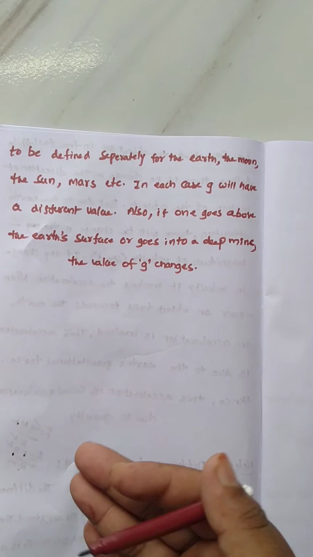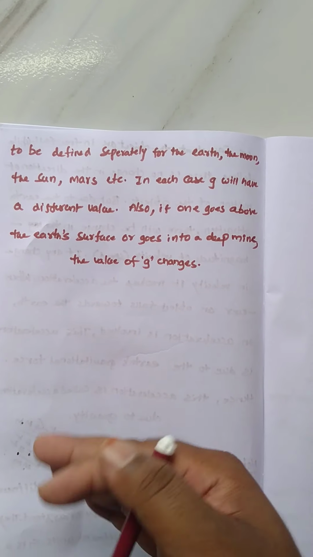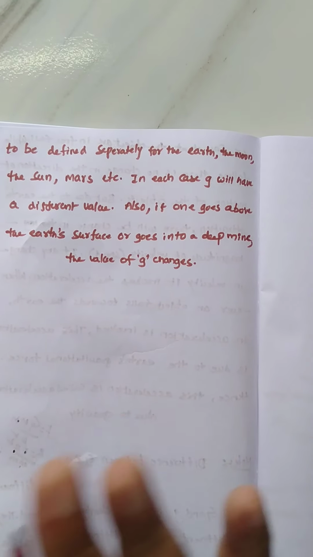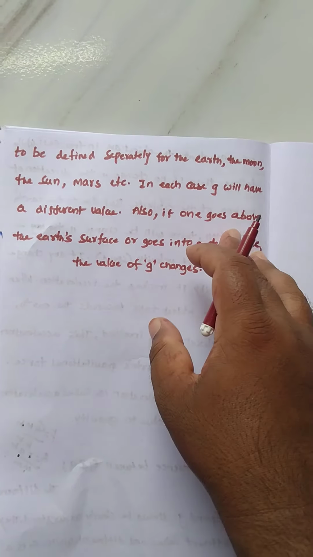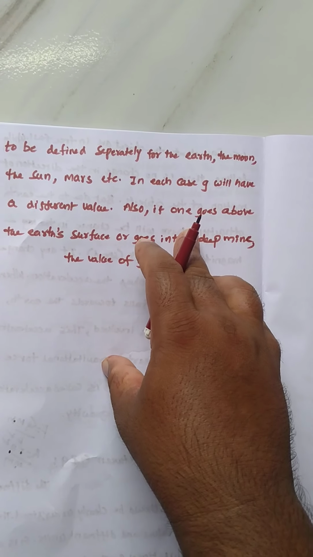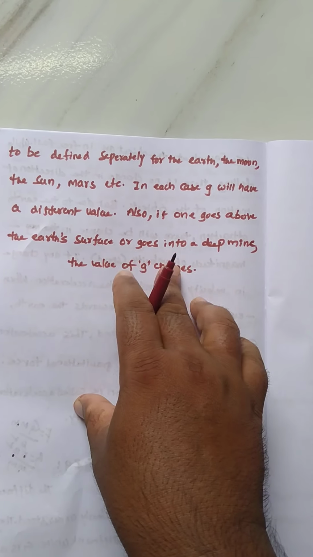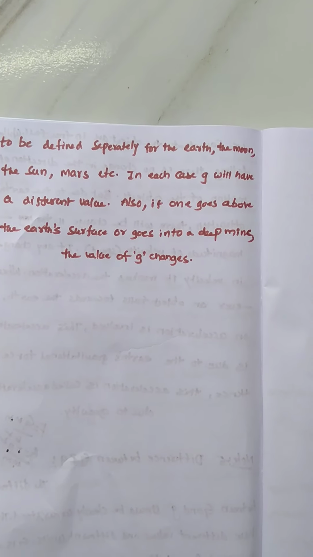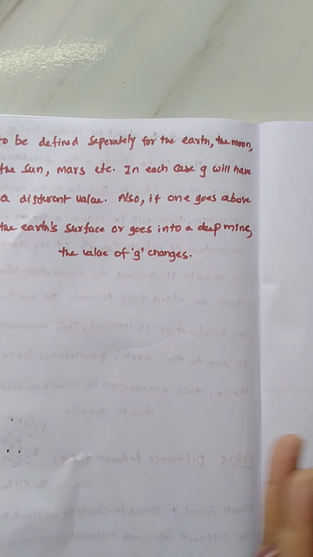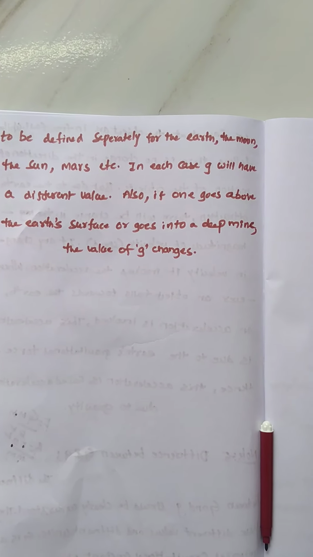Right? Already I did the g value on earth, and the g value on the moon and the g value of the sun will be different. Of course Mars also. In each case g will have a different value. Also, if one goes above the earth's surface or goes into a deep mine, the value of g will change. This is about the difference between capital G and small g, dear students.